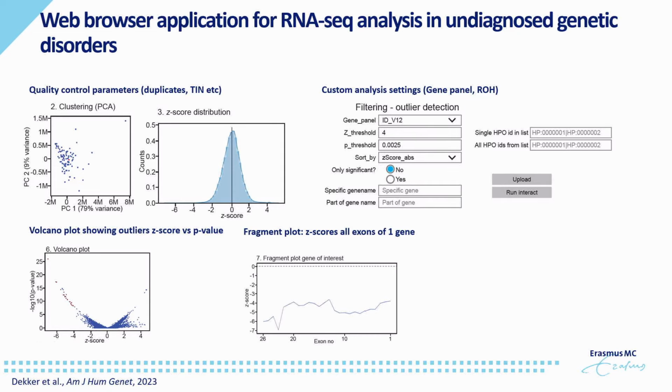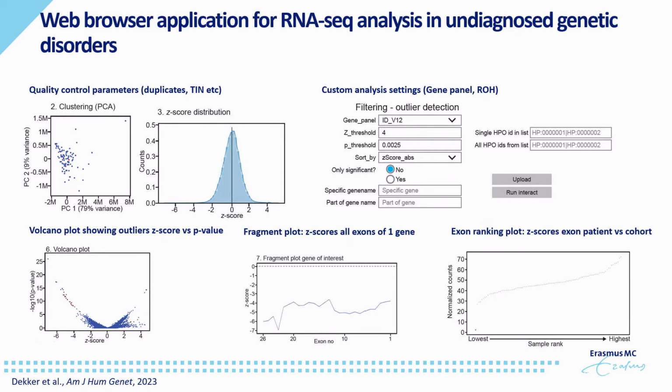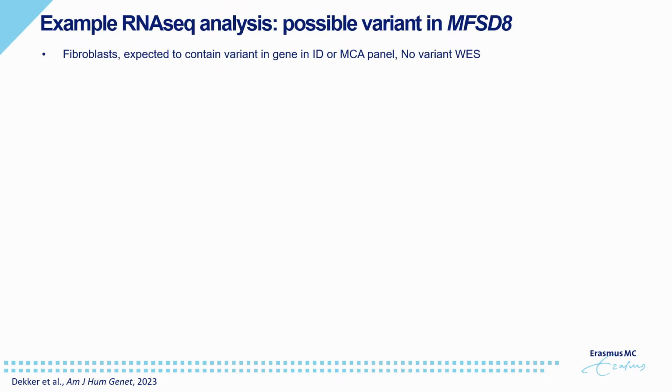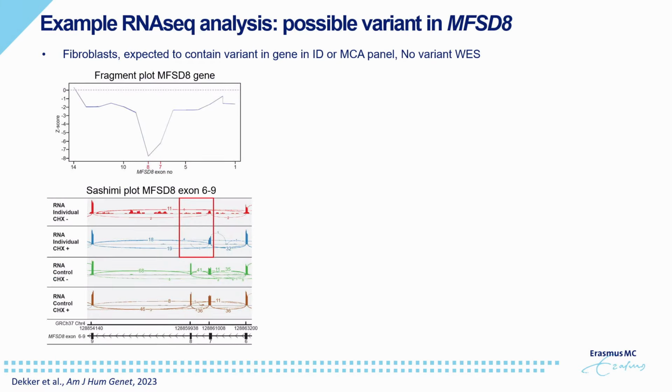But to give you one example of how this would look in a patient, this is a sample where we did not find a causative mutation using exome analysis. Then we did RNA sequencing and we find that in this MFSD8 gene, there are 2 exons that are very strongly downregulated. If you look at the lower left at the sashimi plots in the top 2, the red and the blue, you see that 2 exons are missing. One is completely missing and the other is mostly skipped.